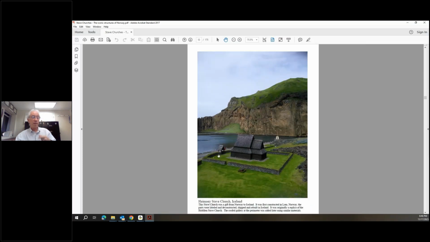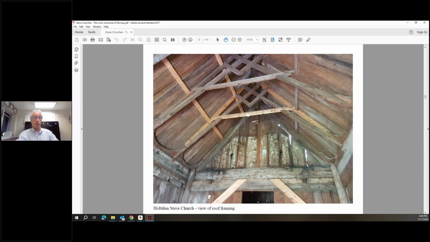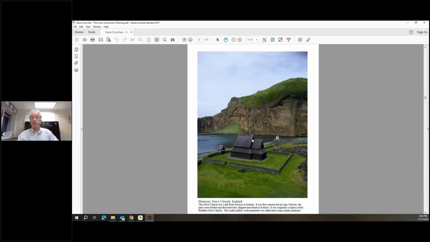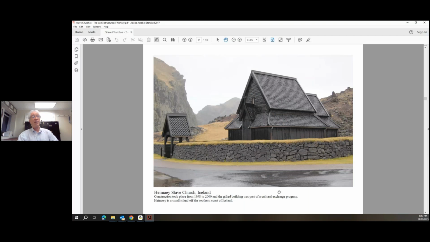Okay, so this is a Stave church in Iceland. It was a gift from Norway to Iceland, and it is a copy of the Holtalen Stave Church. It was built in Norway, near Lam in Norway. The parts were labeled, it was deconstructed, and then it was shipped to Iceland, where they rebuilt it. And here they have installed a gallery all around the outside after the fact.